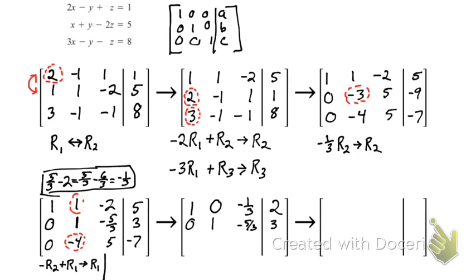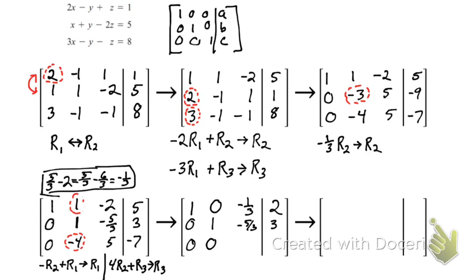I don't have the room, so normally I'd write it right underneath, but you should. I'm going to write it right next to it just because I ran out of room. 4 times row 2 plus row 3 becomes row 3. We're going to start with 0 because we already had a 0. 0 plus 0 equals 0. Then we have 4 times 1 plus a negative 4 is going to give me 0.